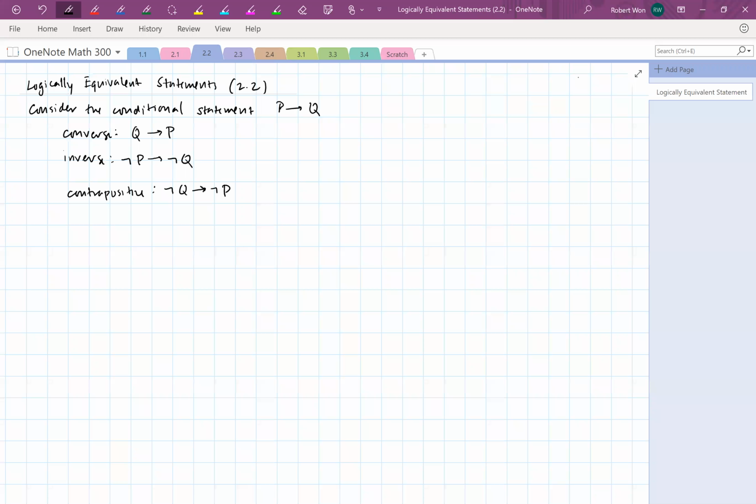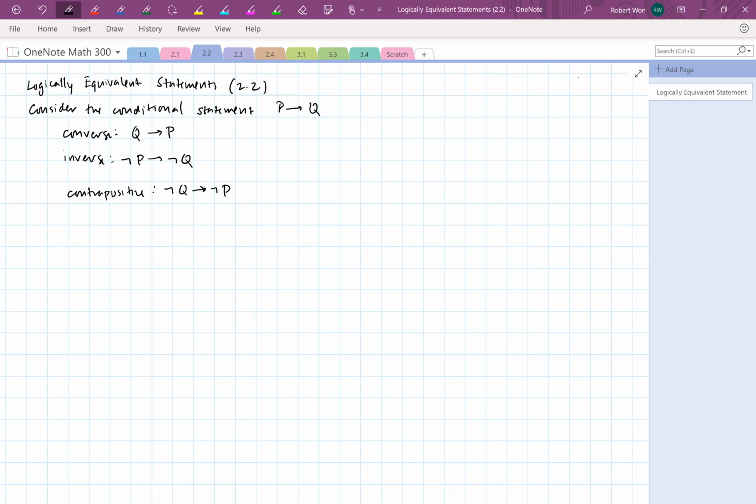Okay, today we'll jump into section 2.2 in your textbook, which is on logically equivalent statements. So the last thing that we did on Friday was we said, okay, so if you have the conditional statement, if P then Q, then you can write down at least 3 related conditional statements. And these 3 in particular have special names.